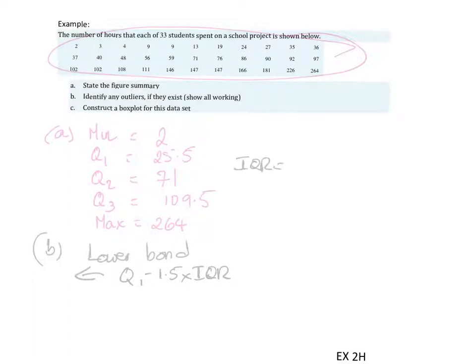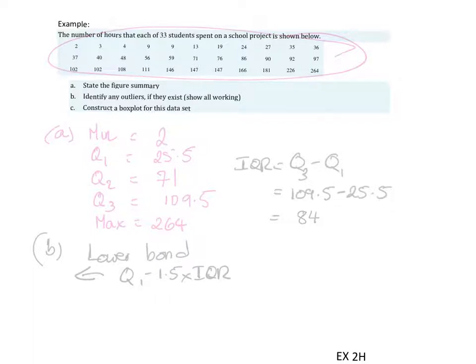IQR is equal to Q3 minus Q1. So in this case, it's 109.5 take away 25.5. Now it's not part of your 5-point summary, but it is a valuable piece of information in order to work out our outliers. So when we work that out, we end up with 84. So that middle 50% of students, the range of hours was 84. It went from 25.5 hours up to 109.5 hours.